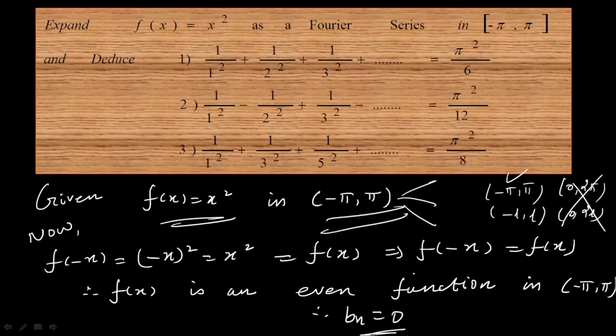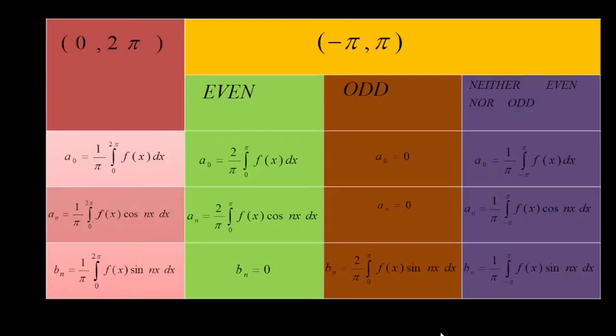Here the function is defined on the interval minus pi to pi, so immediately we can verify whether the given function is even or odd. For that you have to replace x by minus x in the given function. If you replace x by minus x, what do you get? You get the same function, which means the function is even. If it is an even function, immediately you can write the value of bn equal to 0.